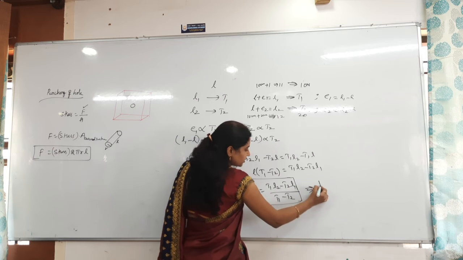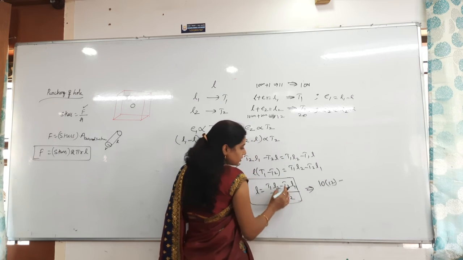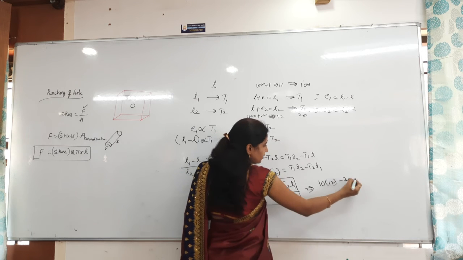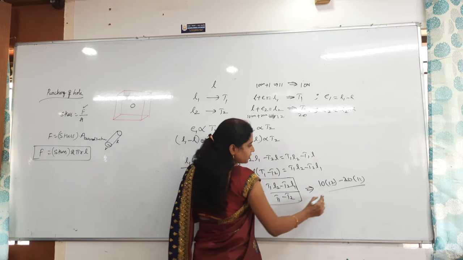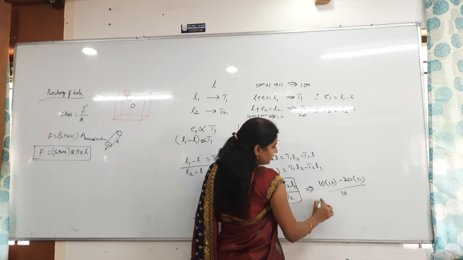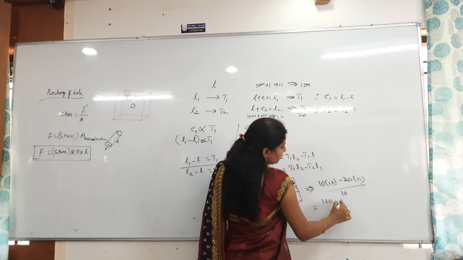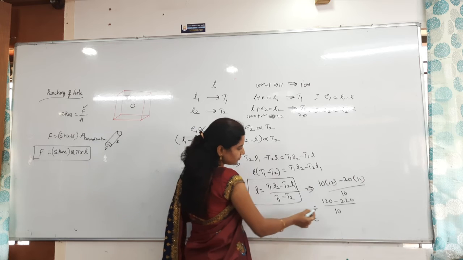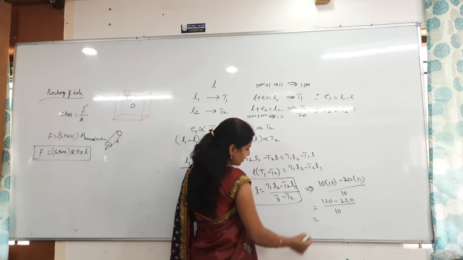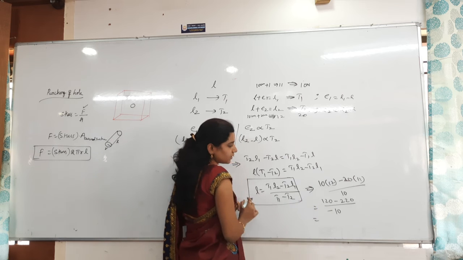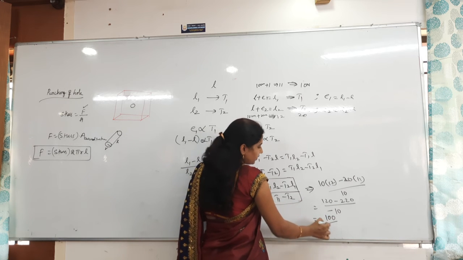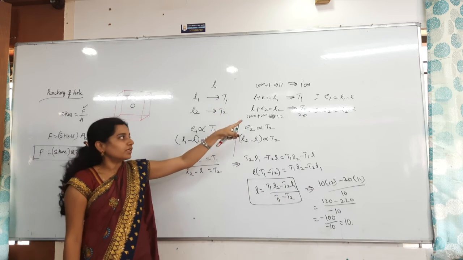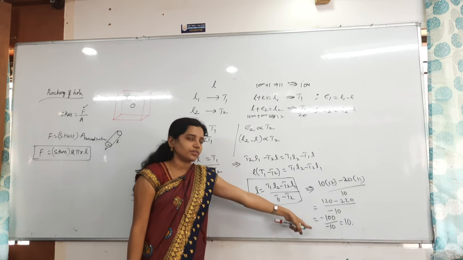So here T1 is how much? 10. L2 is how much? 12. T2 is how much? 20 newtons. And the length here is 11. Then T1 minus T2, what will you get here? Minus 10. Then 120 minus 220, that is minus 100. Minus 100 divided by minus 10, what is the answer? 10. Our answer is correct. What we considered initially, 10 centimeters, we got the same finally also.